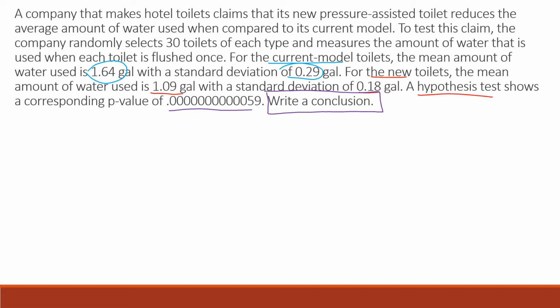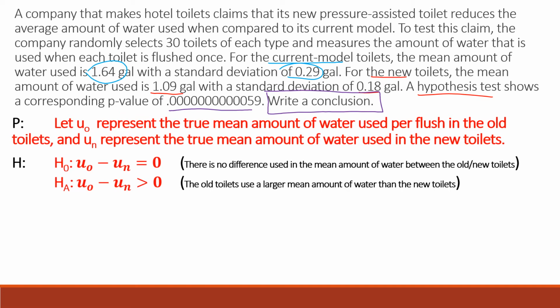So that said, it's a good idea to always figure out what our hypotheses are going to be. So we'll start with that, and I'm going to define the parameter as my first step here. So we have the mean amount of water used in both the old and new models. So we have two different parameters here. Mu O is going to represent the true mean amount of water used per flush in the old toilets. Mu N is the same for the new toilets.